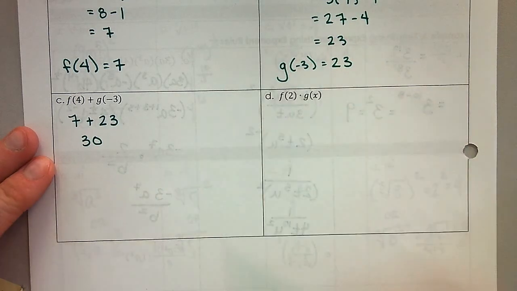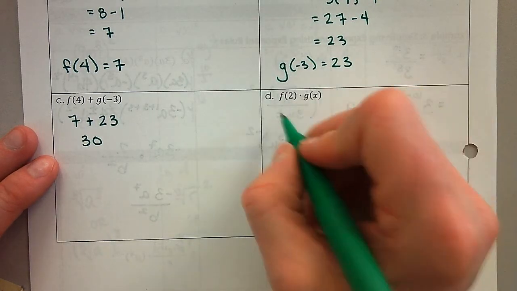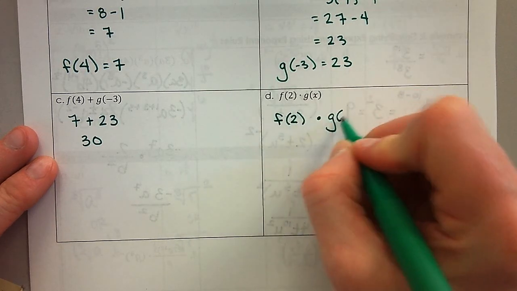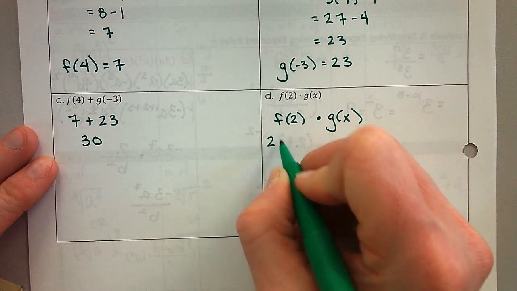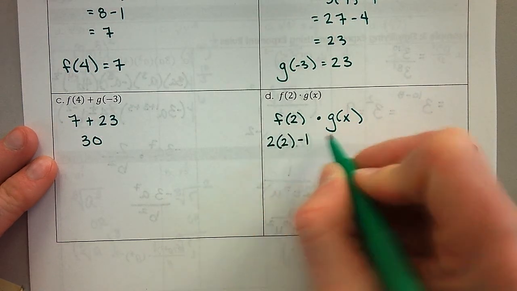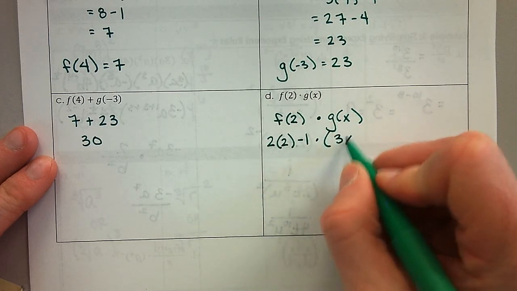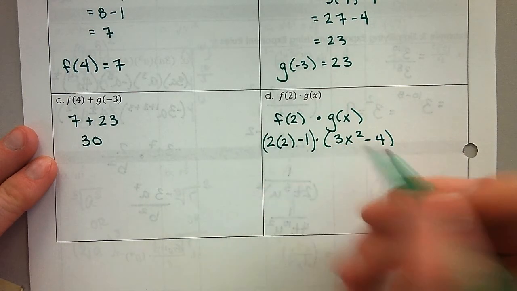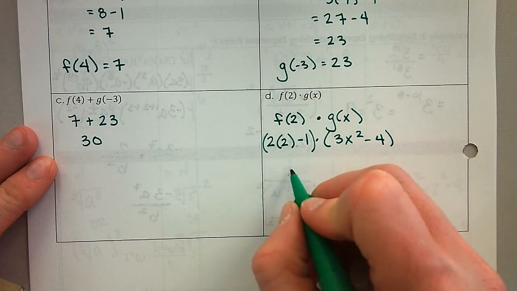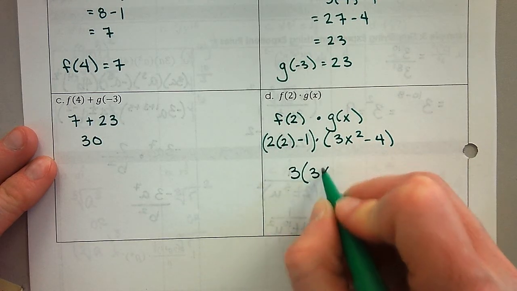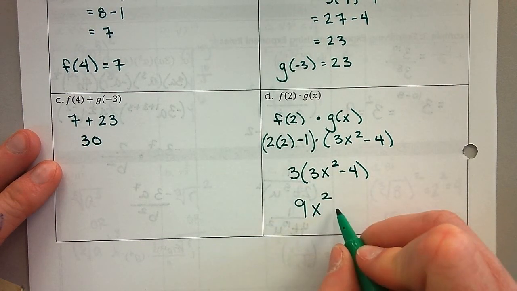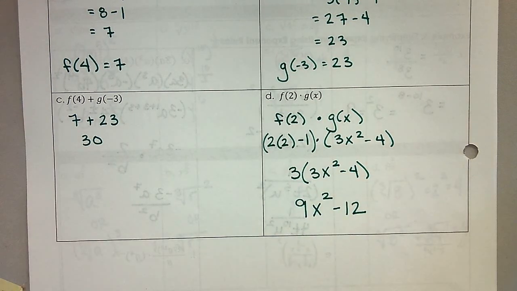Okay, you can also do those as two different operations happening at the same time. Go ahead and do f of 2 times g of x. F of 2 is 2x minus 1 times g of x, which is 3x squared minus 4. I should have this in parentheses. 2 times 2 is 4, minus 1 is 3. So I have 3 times 3x squared minus 4. Distribute that 3. You end up with an expression, 9x squared minus 12.